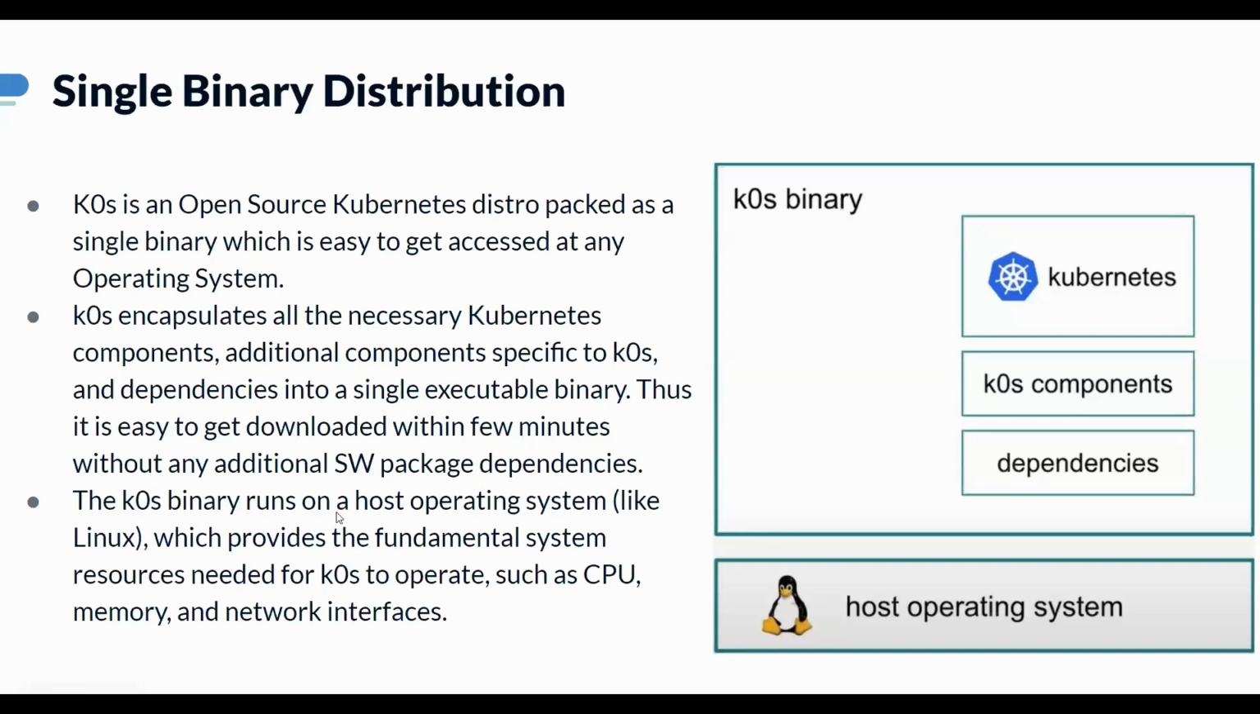The k0s binary runs on host operating systems like Linux, which provide the fundamental system resources needed for k0s to operate, such as CPU, memory, and network interfaces. k0s doesn't depend on other software packages, but it does have all the functionalities that are required for our Kubernetes cluster to work as well as possible.